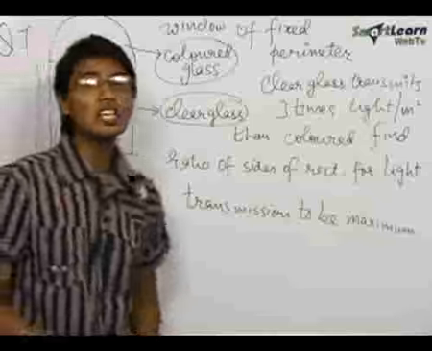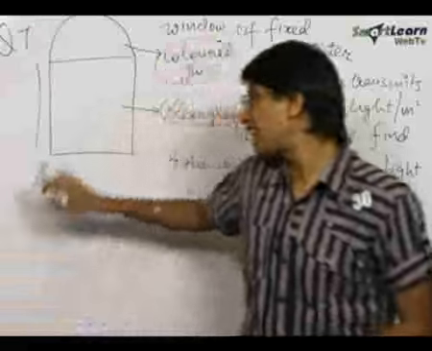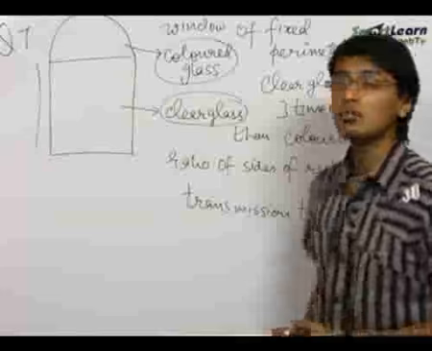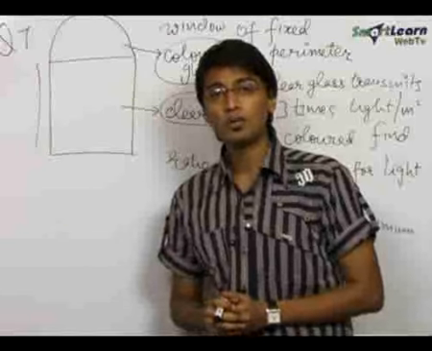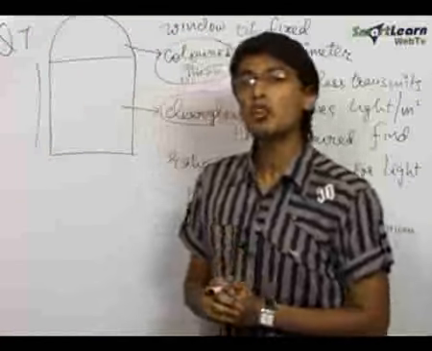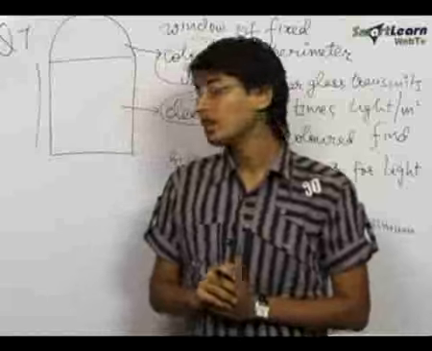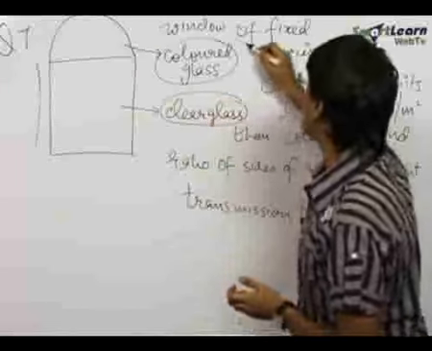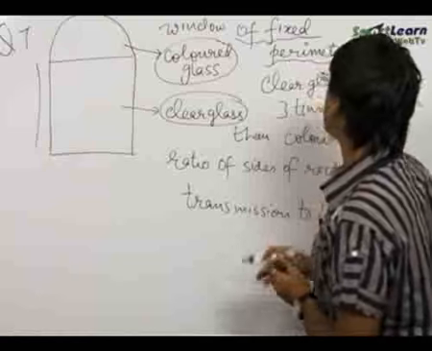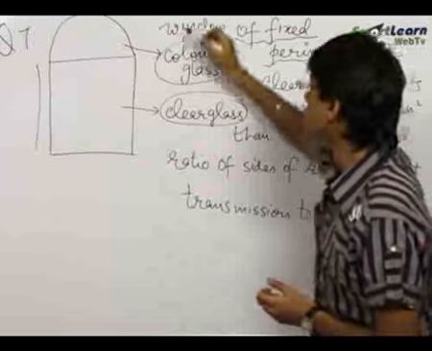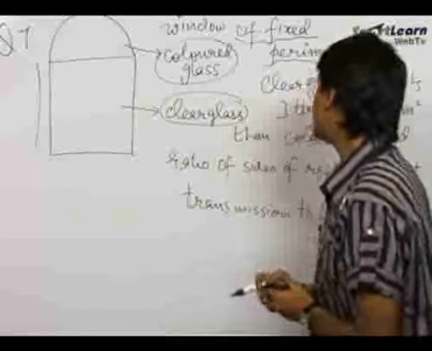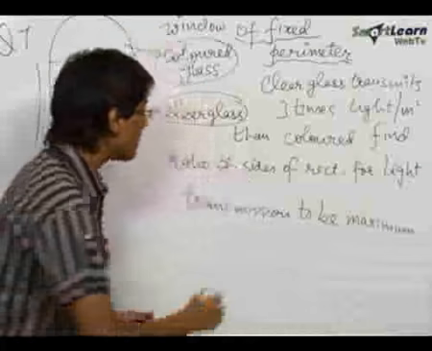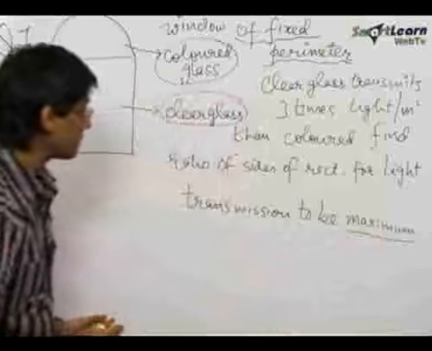This clear glass transmits 3 times more light per square meter than the colored glass. We need to find the ratio of the sides of this rectangular portion in order to have maximum transmission of light through this window. Now these types of questions of maxima and minima need to be solved by first writing the data which is given in the question and then applying that data in the other equation that is asked to maximize certain things.